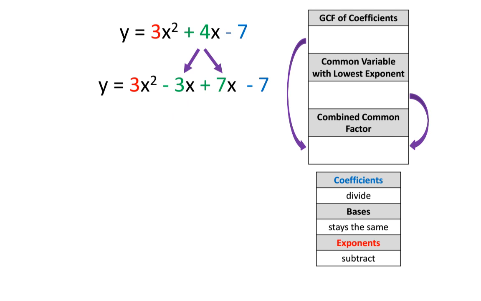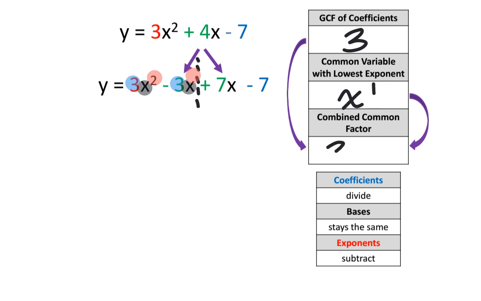Let's break these 4 terms into 2 smaller groups. Right now, I only want you to focus on these 2 terms. We're going to find the greatest common factor of the coefficients. The coefficient here is 3, and the coefficient here is 3 as well. The greatest common factor of 3 and 3 happens to be 3. Next, we want to find a common variable with the lowest exponent. They both have the variable of x, and the smallest exponent happens to be an invisible 1. So I'm going to write x to the power of 1.